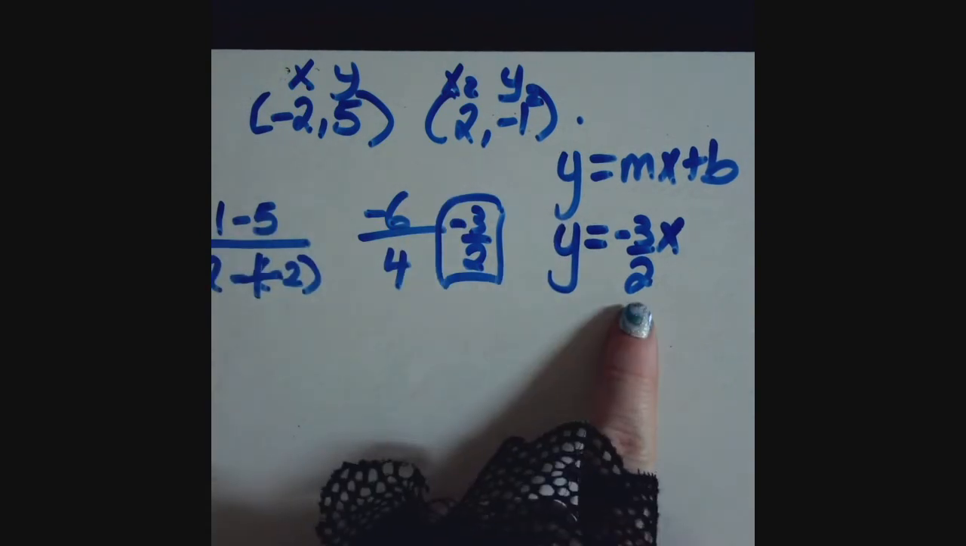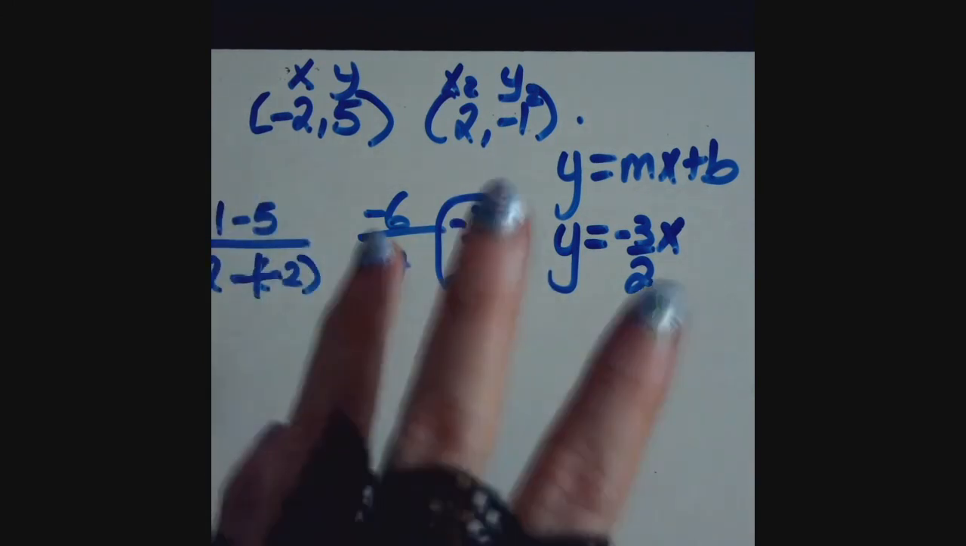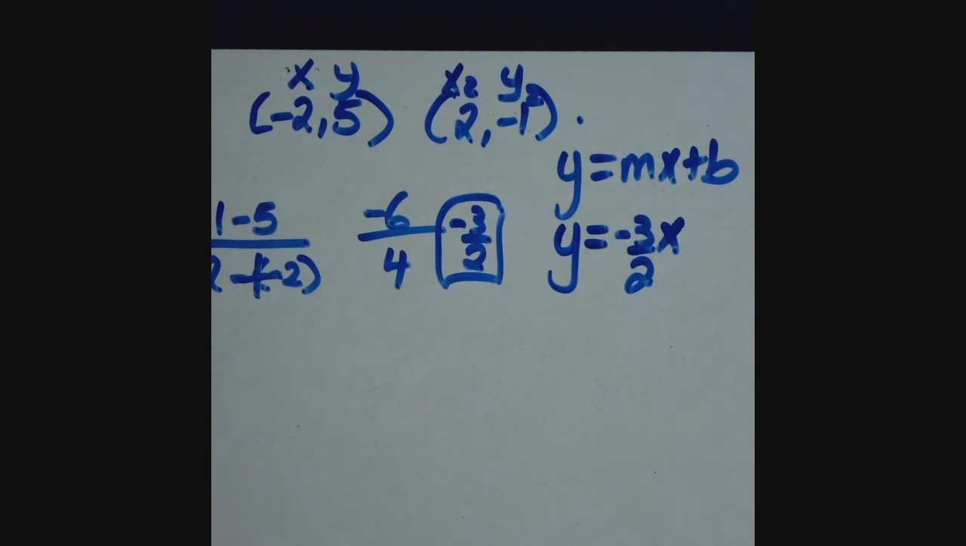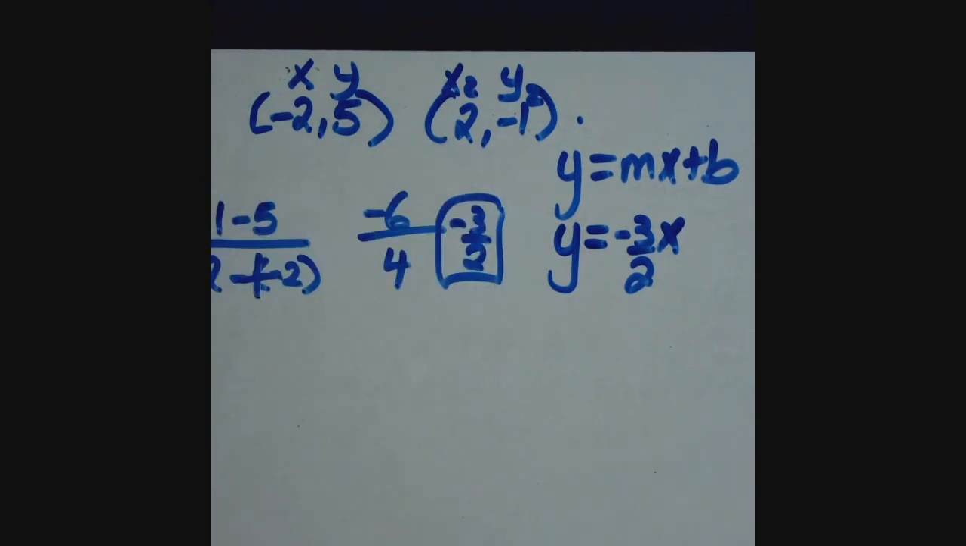You already know the slope. Just pick one of the ordered pairs. You either use the first one or the second one. It does not matter which one you use. I always pick numbers that are smaller because they're easier. So let's go ahead and use 2, negative 1.